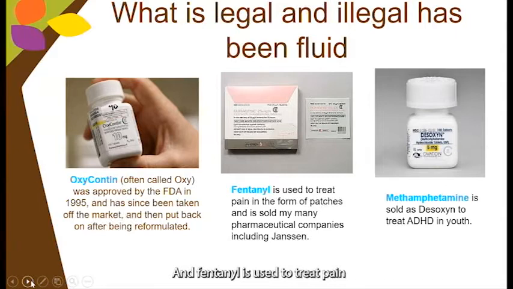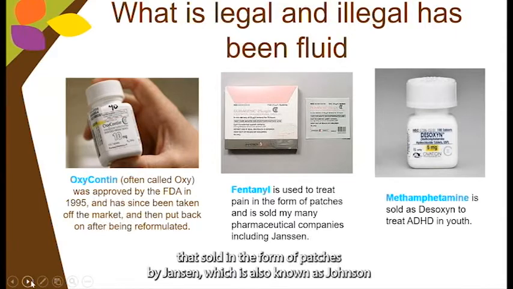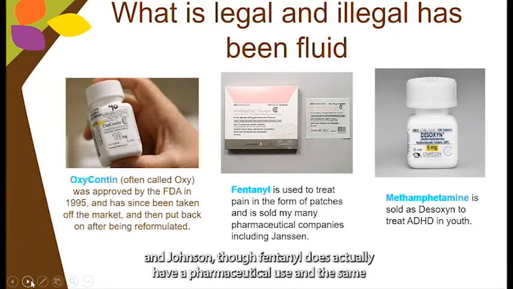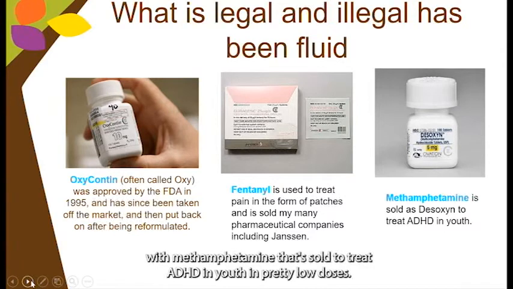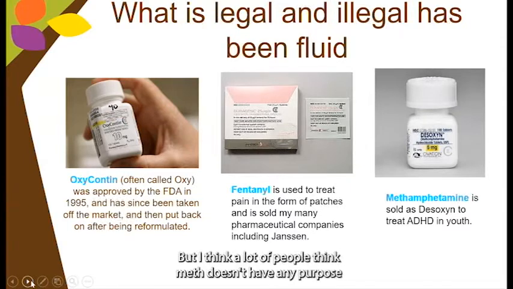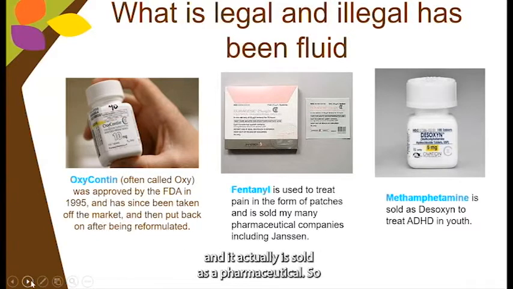Fentanyl is used to treat pain. That's sold in the form of patches by Janssen, which is also known as Johnson & Johnson. So fentanyl does actually have a pharmaceutical use. And the same with methamphetamine. That's sold to treat ADHD in youth, in pretty low doses, but I think a lot of people think meth doesn't have any purpose, and it actually is sold as a pharmaceutical.